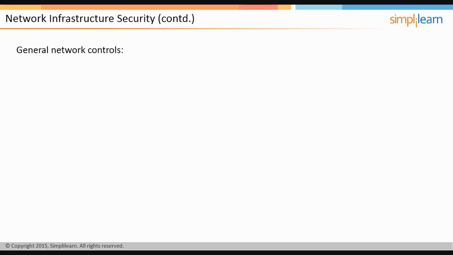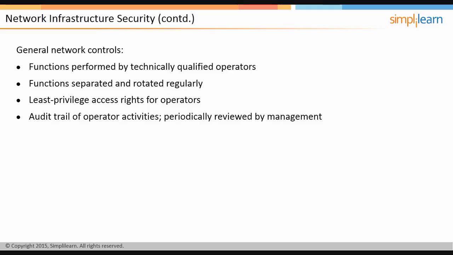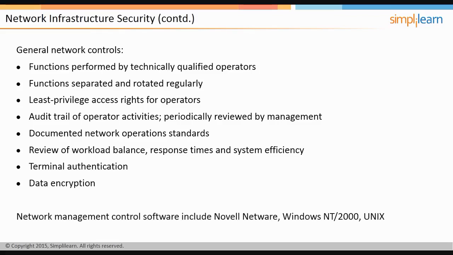General network controls are functions performed by technically qualified operators. These functions are separated and rotated regularly. Apply least privilege access rights for operators. Audit trail of operator activities must be periodically reviewed by management. Network operation standards must be documented. A review of workload balance, response times, and system efficiency must also be performed. Further consider terminal authentication and data encryption. Some of the network management control software include Novell NetWare, Windows NT 2000, Unix.